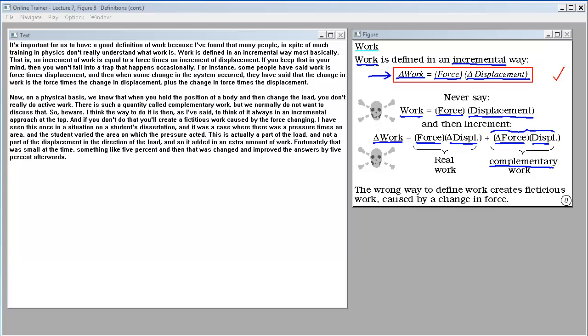I have seen this once in a situation on a student's dissertation, and it was a case where there was a pressure times an area, and the student varied the area on which the pressure acted. This is actually a part of the load and not a part of the displacement in the direction of the load, and so it added in an extra amount of work. Fortunately, that was small at the time, something like 5%, and then that was changed and improved the answers by 5% afterwards.